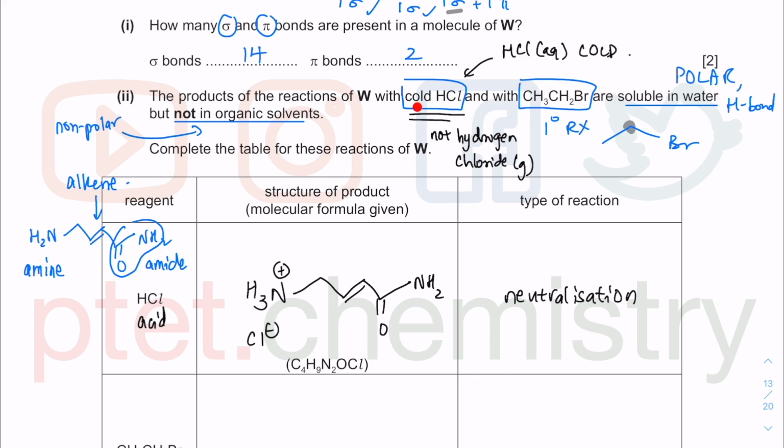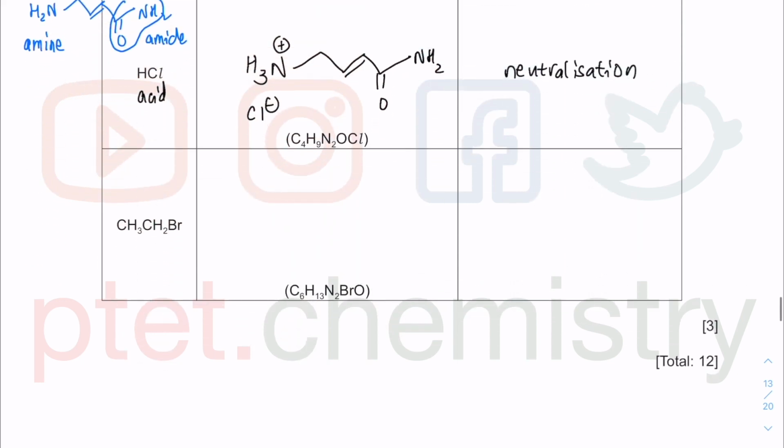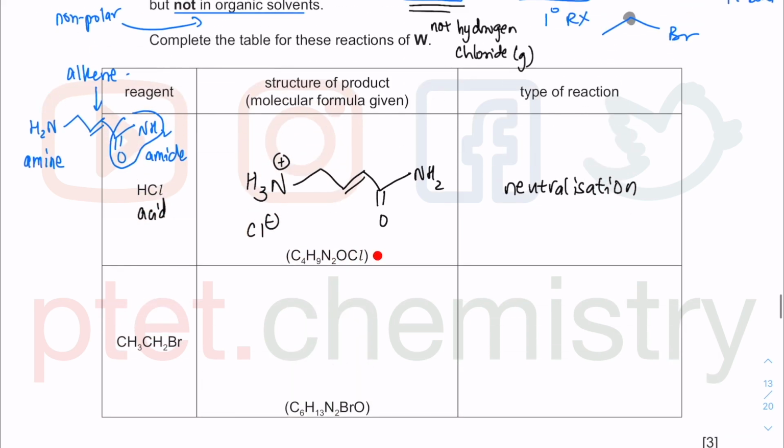The reason why they use cold also is because the amide will only be hydrolyzed in the presence of hot acid. So you are not heating it up, the amide will remain as amide, which is why you get C4H9. So you have 1, 2, 3, 4, and you got 3 hydrogen, 4, 5, 6, 7, 8, 9. You got 2 nitrogen, you got 1 oxygen, you got Cl. Okay, so it follows that formula.